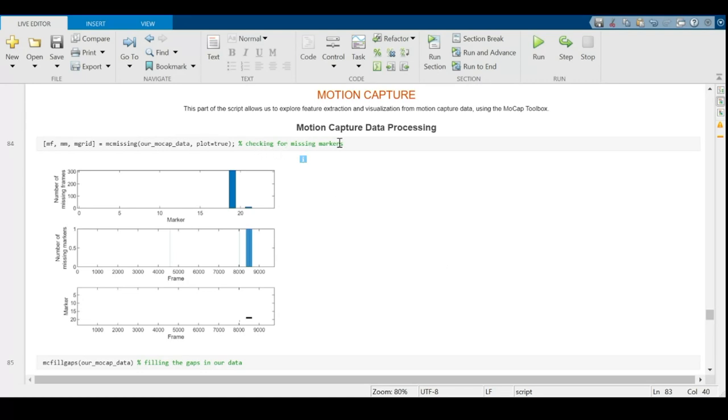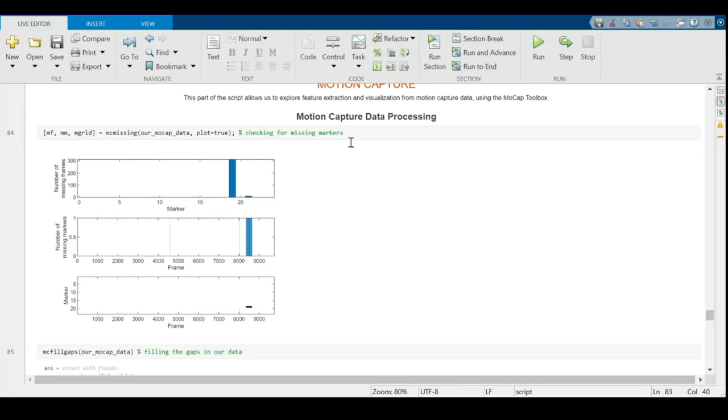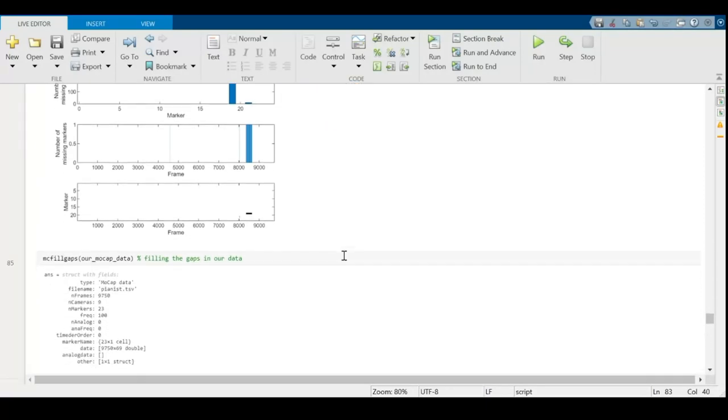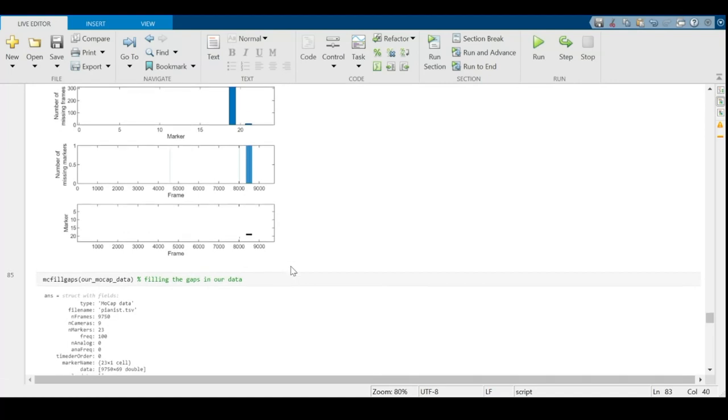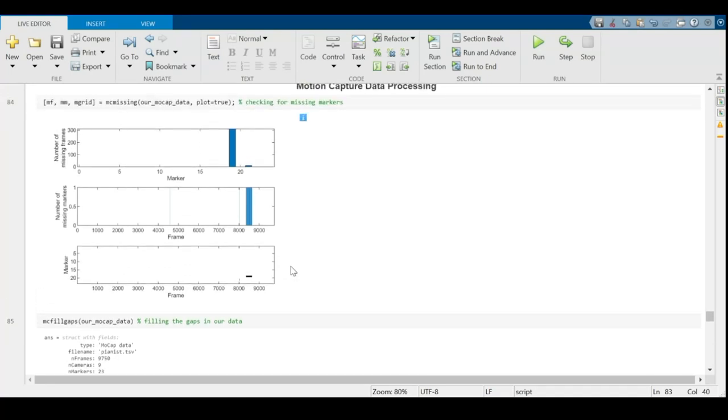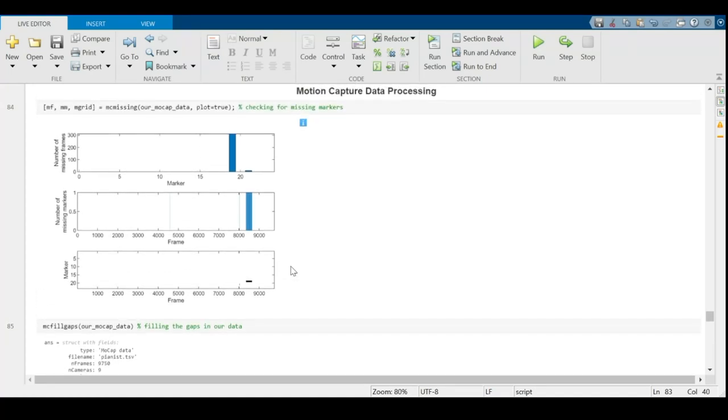We will start with some very basic pre-processing, such as checking for missing markers and filling the gaps in our data. Missing markers result in incomplete data, which can lead to gaps in the motion trajectories. Complete data is essential for accurate analysis and reconstruction of movements. Also, missing markers can lead to incorrect assessments of joint angles, motion patterns, or other kinematic parameters, affecting the quality of the analysis.